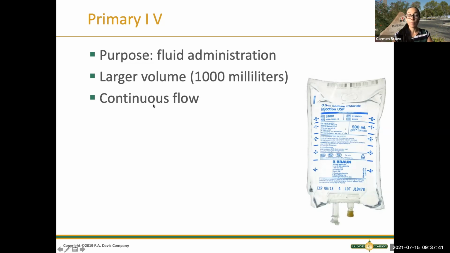We also call it maintenance. Some people are not eating anything by mouth, so we have to give them electrolytes and maintain them. That's the purpose, and normally that's for the large volume infusion.